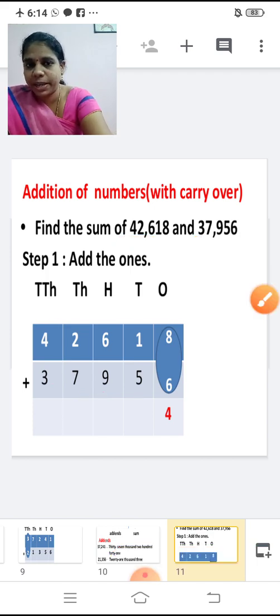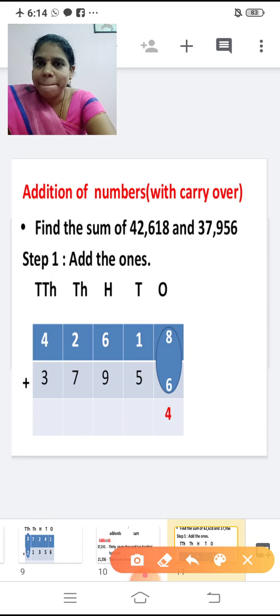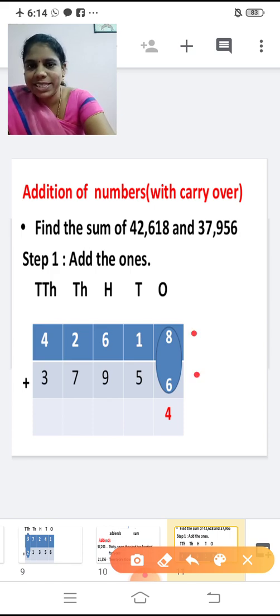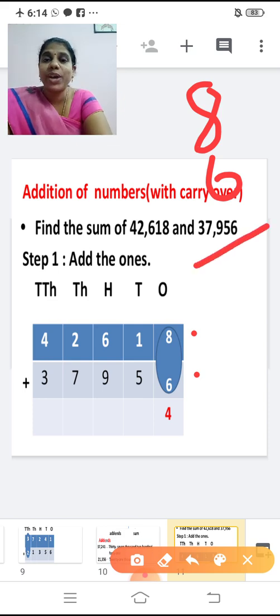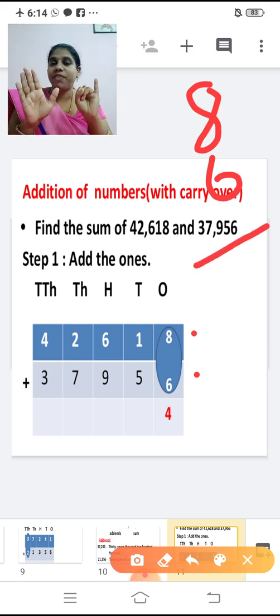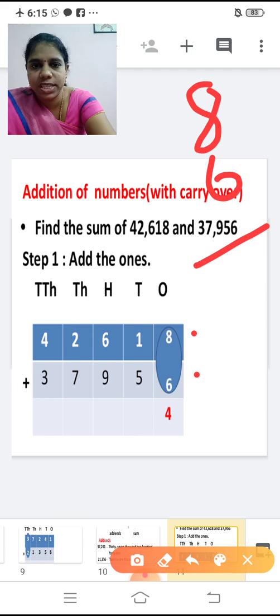First, what is the first step? We are going to add the ones place, right? So what digits are there in the ones place? 8 and 6. Add 8 plus 6 and tell me the answer now, children. Keep 8 in mind, and after 8 we add 6 numbers: 9, 10, 11, 12, 13, 14. So the answer is 14.